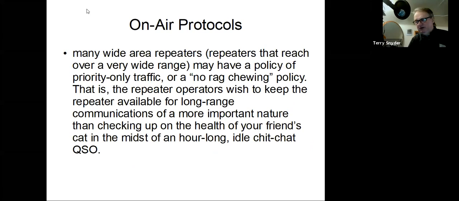Now there are a couple different kinds of repeaters that we have. There are wide area repeaters and some that are just kind of local and so forth. And the wide area repeaters reach very wide areas. And we have a couple of them here that are linked with other places. And they may have a policy of priority only traffic, no rag chewing. That means like getting on there and just talking. The repeater operators wish to keep the repeater available for long range communications. And they consider it more of an important nature than checking up on the health of your friend's cat in the midst of an hour-long idle chit-chat and all that.